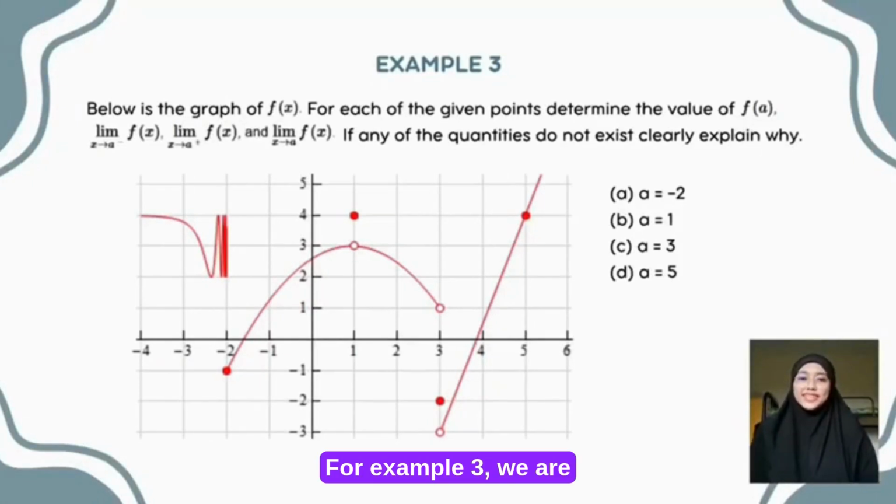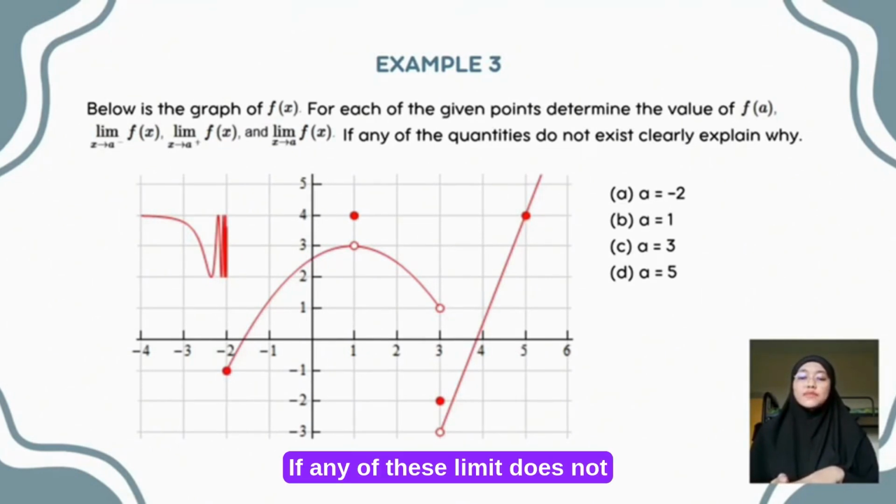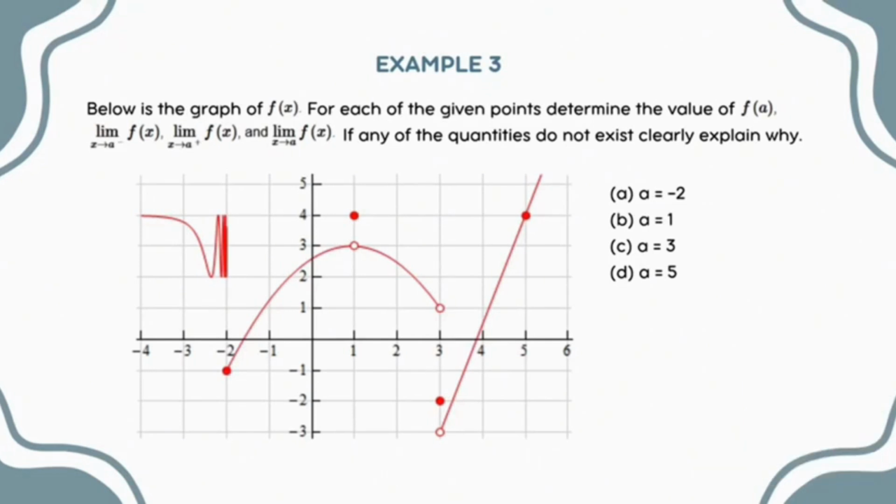For example 3, we are given the graph of function f(x) and we need to determine 4 things at specific points a: the value of f(a), the left limit, the right limit, and the overall limit. If any of these limits does not exist, we will explain why by looking at the graph behavior. We will go through each point step by step.